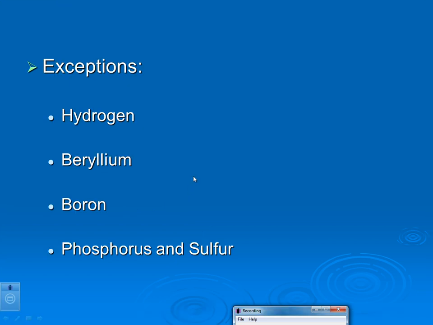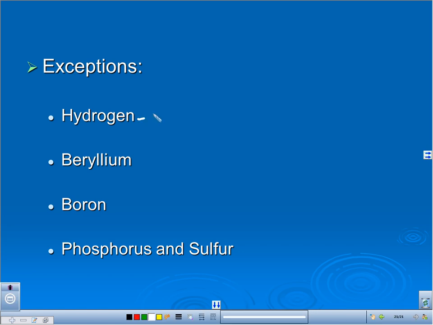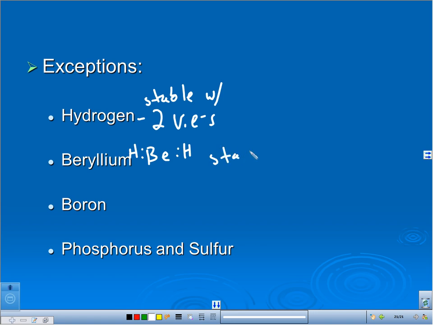What are some of all the exceptions? Okay, hydrogen we already said is okay with 2 valence electrons, so it's stable with 2 valence electrons. That makes it like helium. Beryllium is kind of an interesting thing. Beryllium is an alkaline earth metal with 2 valence electrons. If it bonds to, say, 2 hydrogens, it is stable. So it is stable with 4 valence electrons.